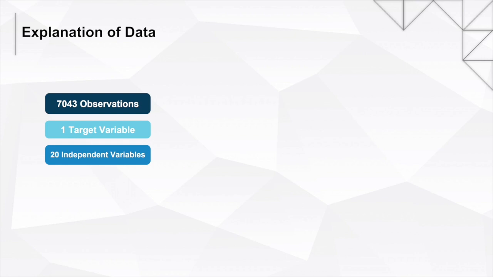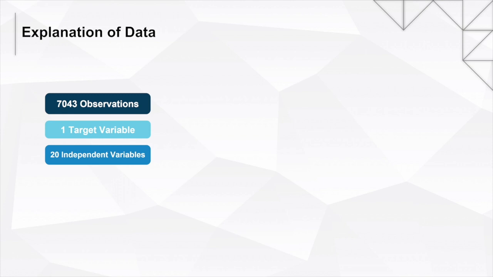For the explanation of data, there are three possible data resources. The IBM sample dataset is chosen because the other two datasets have many unnecessary variables and are too complex. This dataset contains 7,043 observations, 20 independent variables, and one target variable.